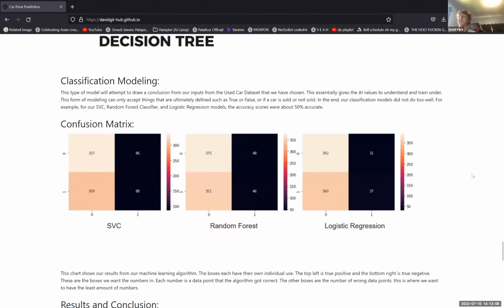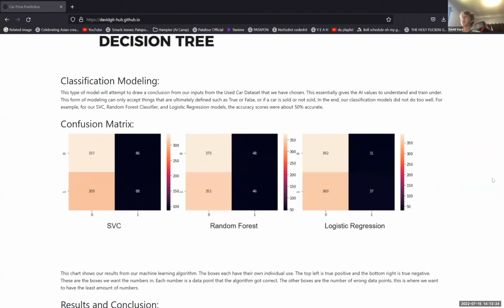So this is our classification models. What classification is, it's like grouping the data into non-number groups like yes or no, or like true and false. So for the classification, we use 3 models. We use the SVC model, the random forest model, and the logistic regression model.